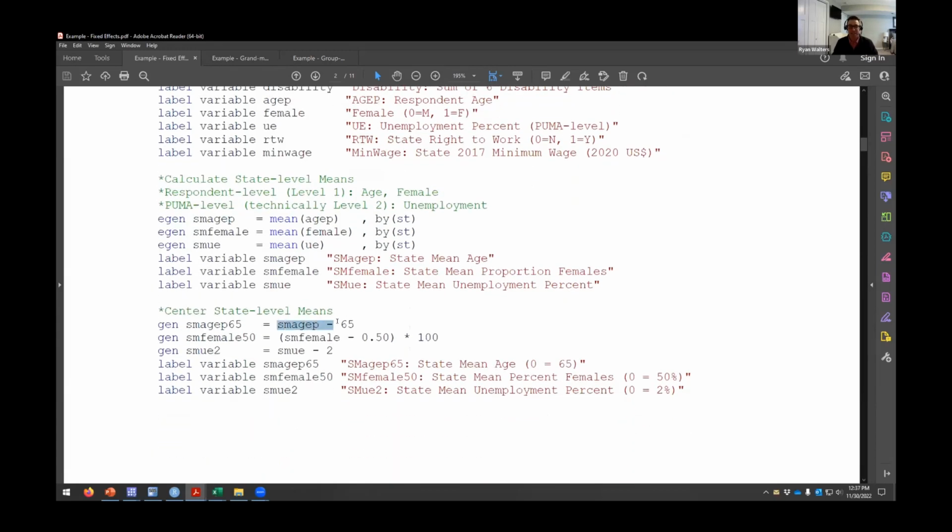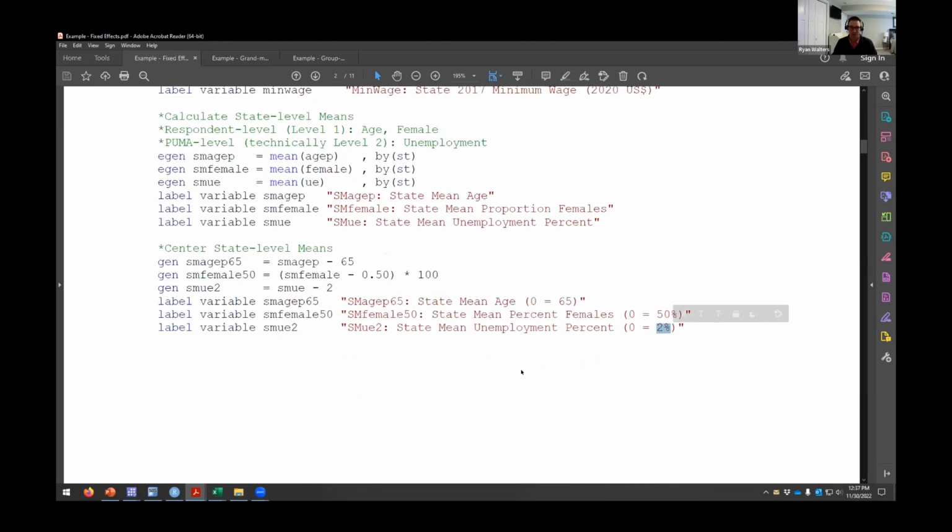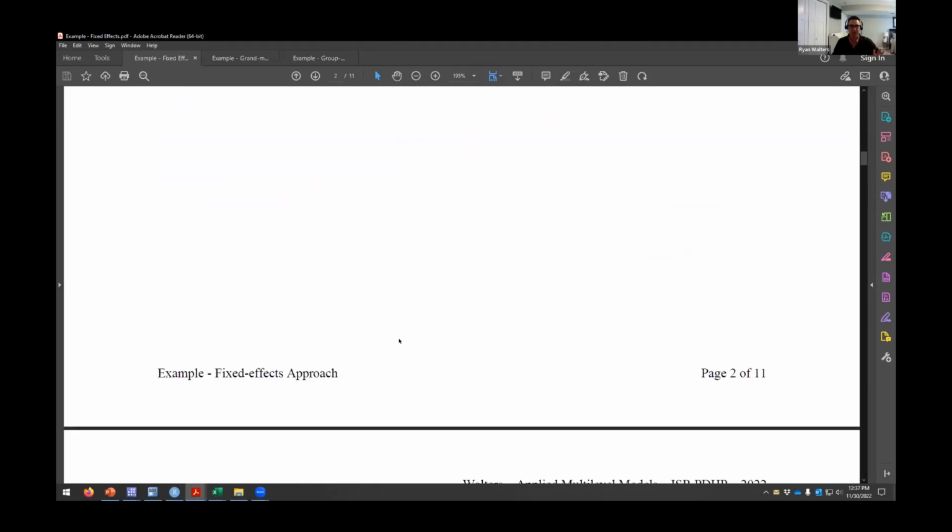We're then going to go ahead and center. Again, centering means meaningful 0. So the average age of respondents here was like 63-ish. I just rounded to 65, put it right on that Medicare threshold. And so we're going to take age, and we're going to subtract off 65, which means SM age 65. A 0 value there means 65 years of age. For unemployment, we're going to center it at 2%. So state mean unemployment, SMUE2, has a 0 value representing 2%. So that's basic code that we're going to look at.